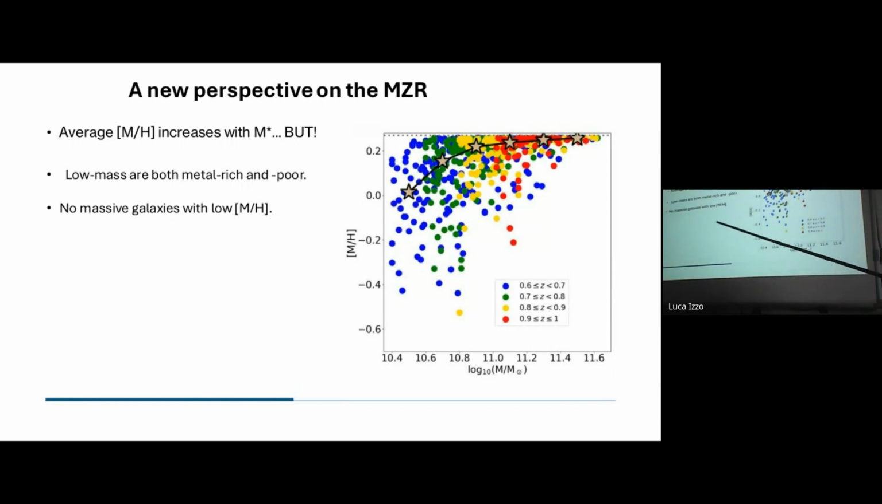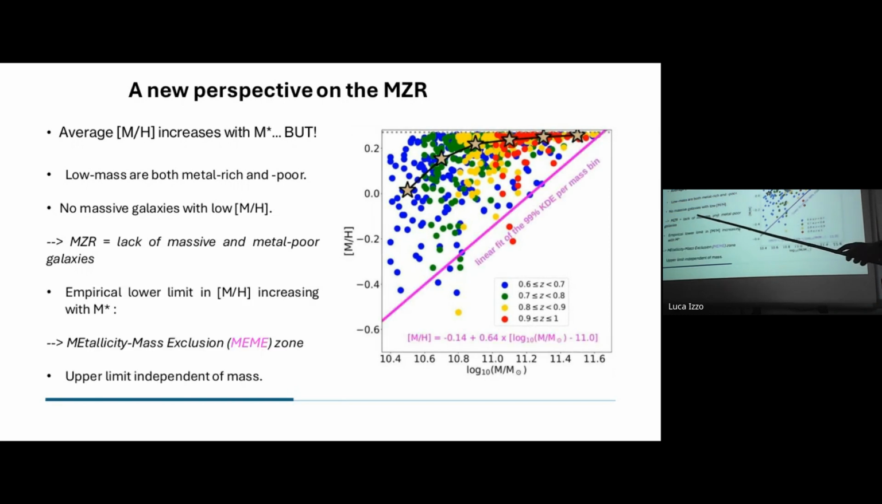And to highlight this feature, the average trend is actually due to the lack of these galaxies, and this is what we came up with. We define this lower limit to metallicity. You can see that the distribution empirically defines a zone of exclusion that we have defined as the metallicity-mass exclusion zone, or MEAN zone, and of course the average trend is, in this sense, just an empirical fact due to the absence of these galaxies here. But of course, this also depends on the existence of an upper limit, that in this specific case is actually imposed by the prior of our models.